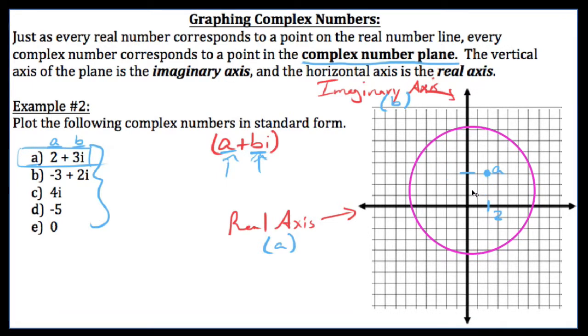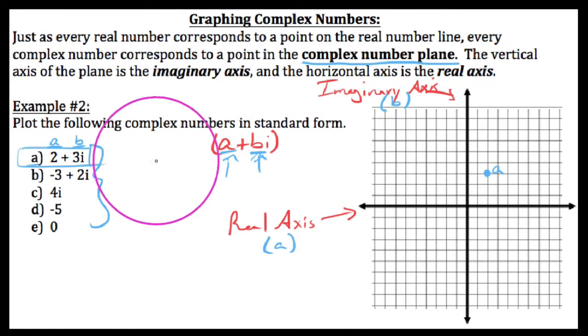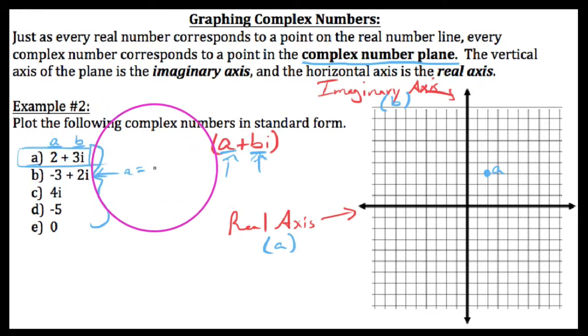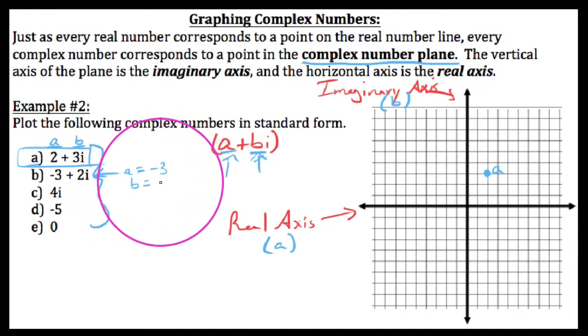Okay, moving forward, we could keep running with this idea. How would I graph this number here, -3 plus 2i? Well, our A value is -3. Our B value is +2. So on our real axis, we'll go left 3. On our imaginary axis, we'll go up 2. This is our point B.